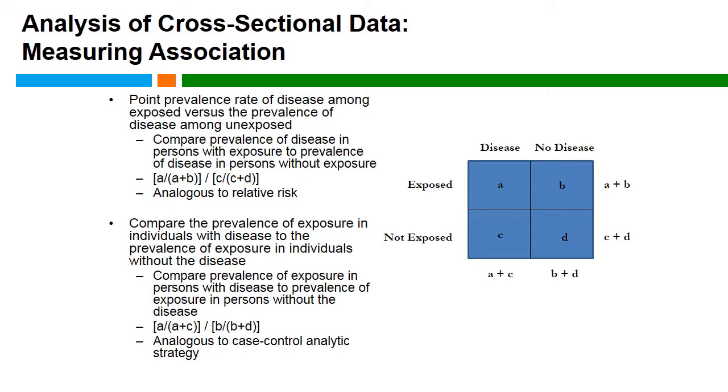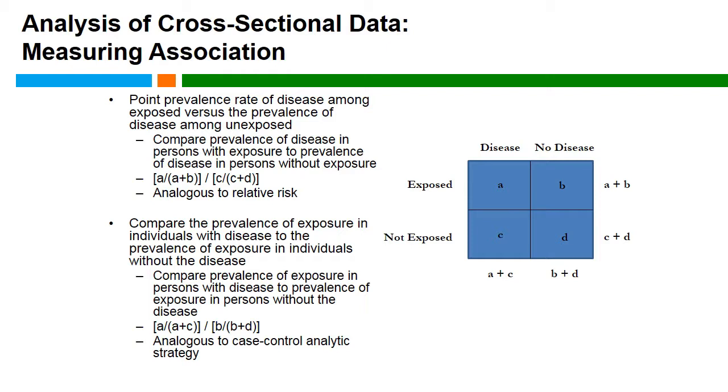Let's briefly review the analysis of cross-sectional data, keeping in mind that the objective of the analysis is to estimate the relationship or the association between the exposure and the health outcome. Because there is no temporality to the data, we can analyze cross-sectional data in a couple of ways. The first is the estimation of the point prevalence rate of disease among the exposed and compare that to the prevalence of disease among the unexposed. This approach is similar to the relative risk calculation in a cohort study, but the difference is there's no temporality to the data, and therefore the calculation is the point prevalence rate rather than the relative risk.